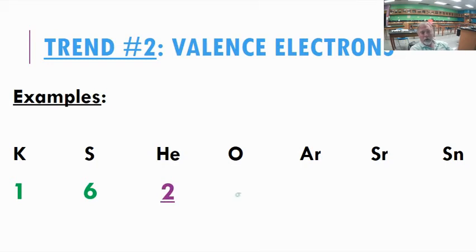Oxygen is in group 6. It's going to have 6 valence electrons. Argon in group 8, it's going to have 8 valence electrons. Strontium in group 2 has 2 valence electrons, and tin in group 4 has 4 valence electrons. So this is a pretty easy trend that I want you to be able to see. The group number tells you your number of valence electrons, the number of electrons in your outer shell. With helium being our exception, it just has 2.